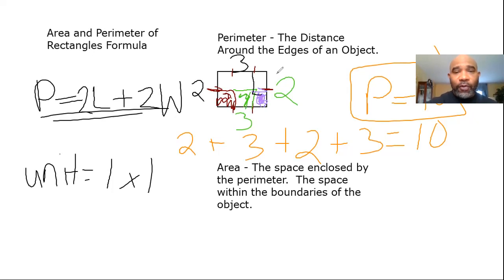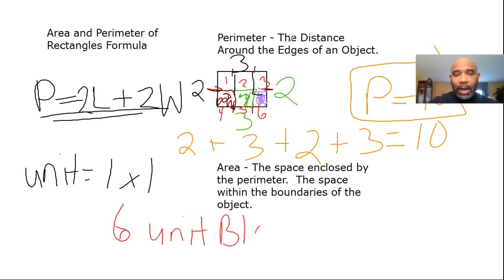Here's a fourth unit block. And now I'm going to use red to make it easy: 1, 2, 3, and then 4, 5, 6 unit blocks. So how many unit blocks are inside? We came up with 6 unit blocks.